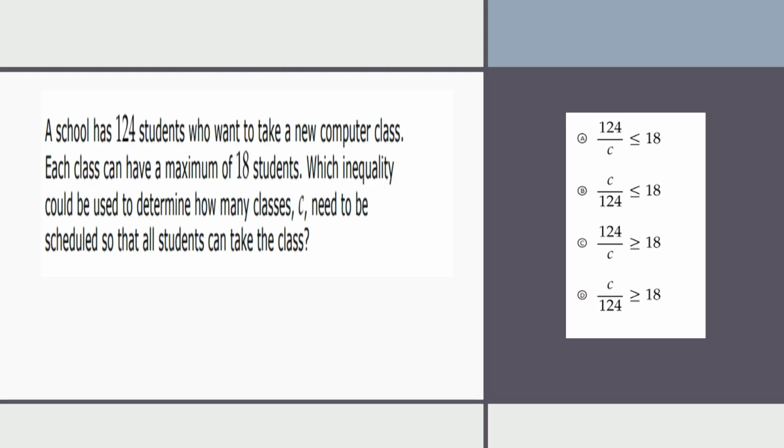Okay, so now that I've looked at the question, let's go ahead and annotate some important information. A school has 124 students. They're all taking this class. I can have a maximum of 18 in each class. How many classes, or C, need to be scheduled? So I know that 18 can equal the amount in the class, or the ones in the class have to be less than that 18.